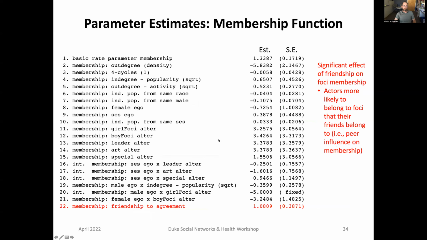Okay. All right, last couple effects I do want to mention is we've got the last effect in the membership function is predicting whether friendship affects membership. Okay, so this friendship to agreement means if we are friends, do we agree on which foci? Do we select the same foci? And the positive estimate means that yes, actors are more likely to belong to foci that their friends belong to. Okay, so that's evidence of peer influence on membership.